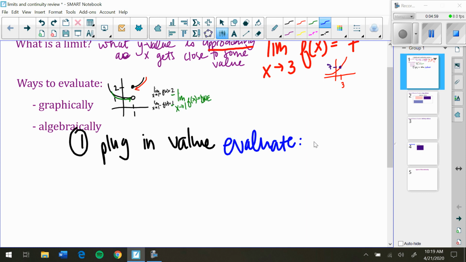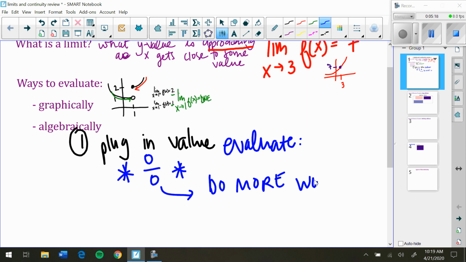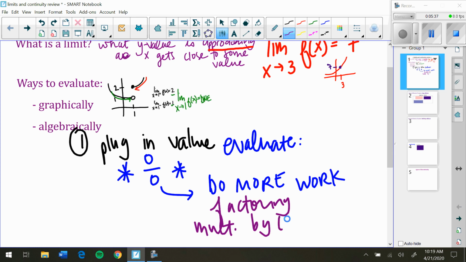If you get a number, you are done. If you get 0, you're done. If you get a number divided by 0, you're done. But the thing we need to look out for is that 0 over 0 case. When we have this, we know we need to do more work. What does that more work mean? Typically, our more work is going to be related to factoring, or to get rid of a radical in the denominator to multiply by a complex conjugate.